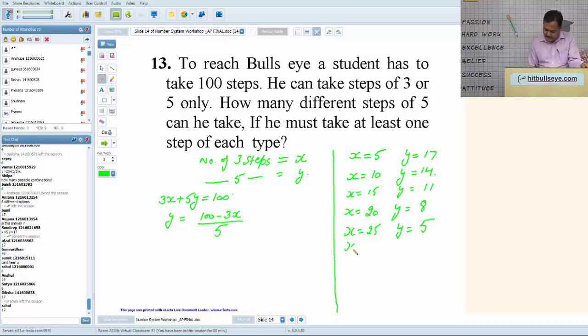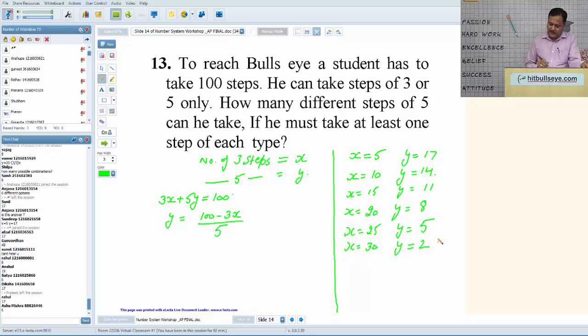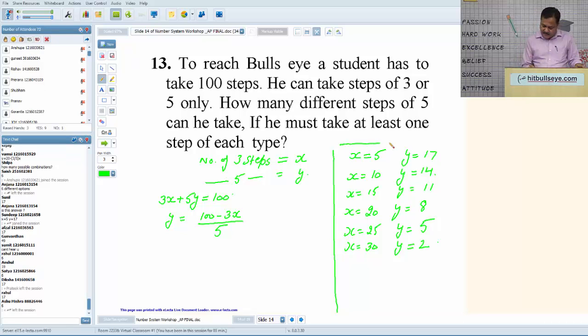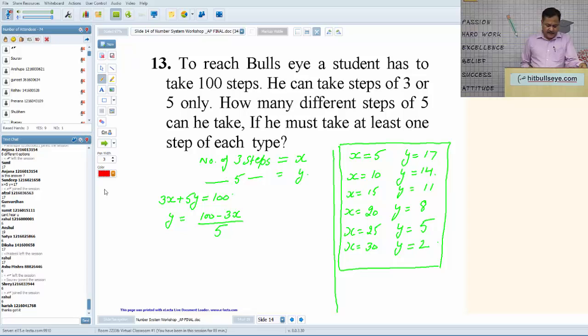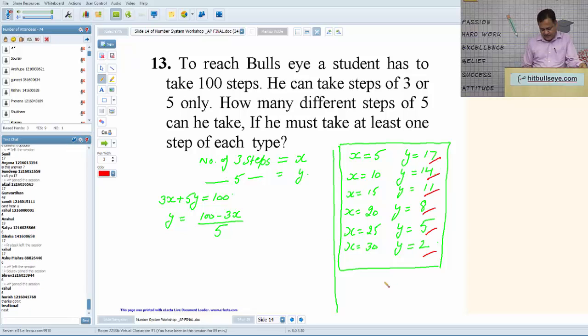And if x is equal to 30, then y is equal to 2. After this, y will have a negative value. And so there are only 6 cases possible. So our answer to how many different steps of 5 can he take should be 6 values.